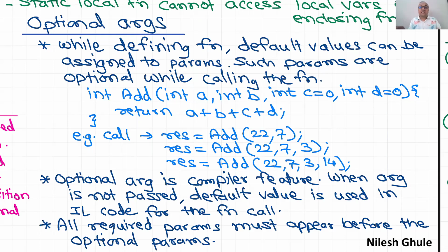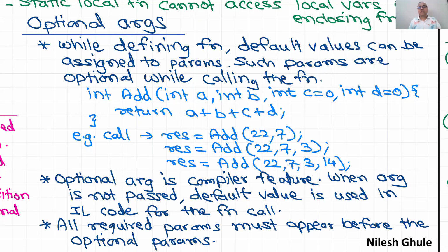So passing c and d while calling the function is optional. If I'm passing the value of c and d, they will be collected and they will be used. And if we are not passing, the default value passed over there, 0, 0, will be considered.